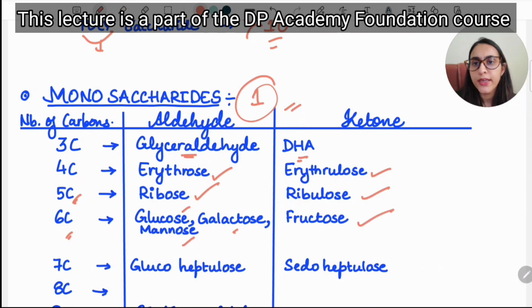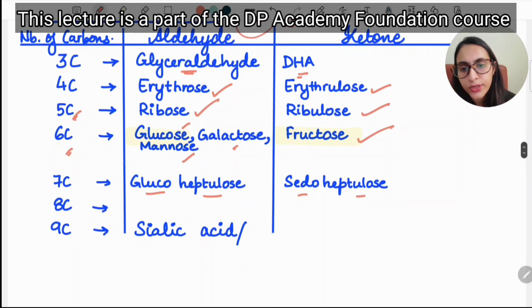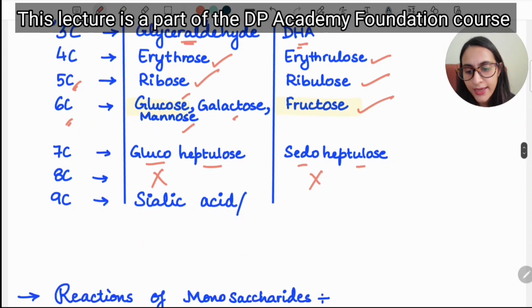So remember this, we have already covered that if it is a 6 carbon compound and an aldehyde, then it is glucose, galactose or mannose. Or if it is a 6 carbon compound and the functional group is ketone, then it is fructose. If the carbon atoms are 7, then glucoheptulose for aldehyde and pseudoheptulose for ketone. An 8 carbon compound does not exist in nature as aldehyde or ketone, and 9 carbon is sialic acid, also known as NANA, a modified sugar, N-acetylneuraminic acid, and a 9 carbon ketone does not exist in nature.